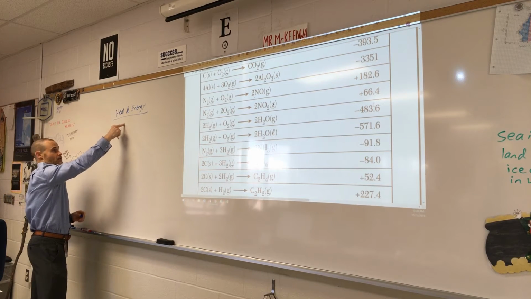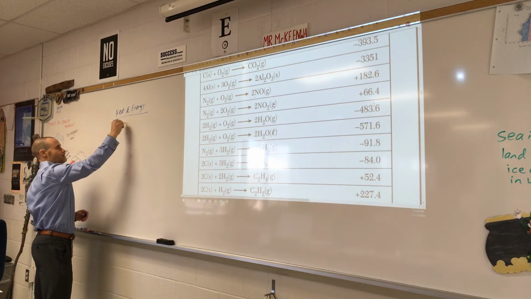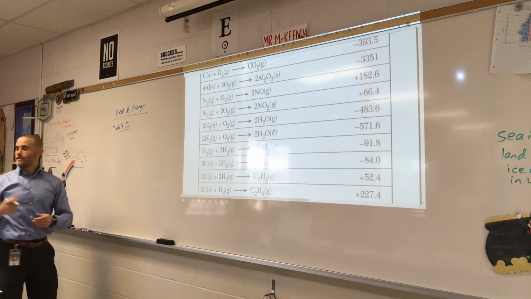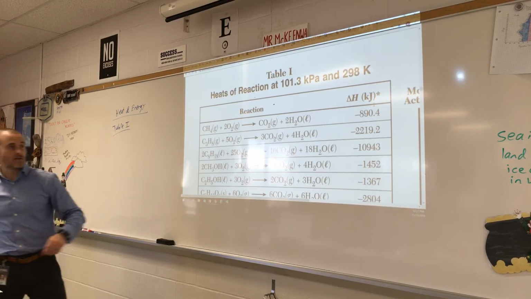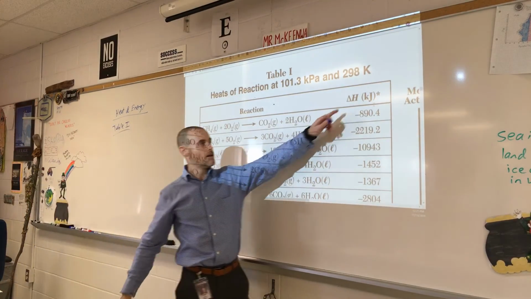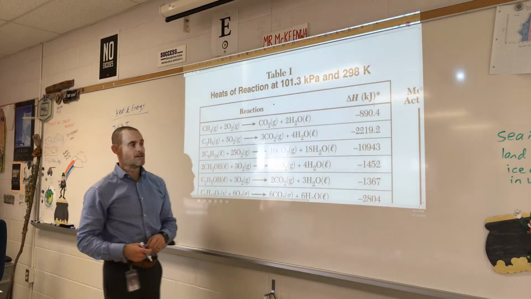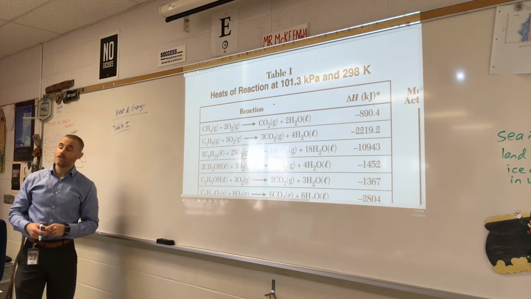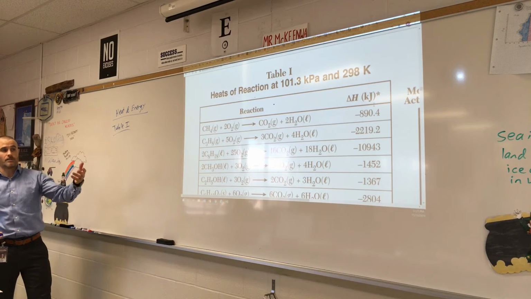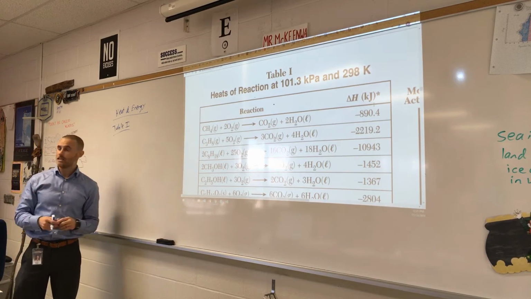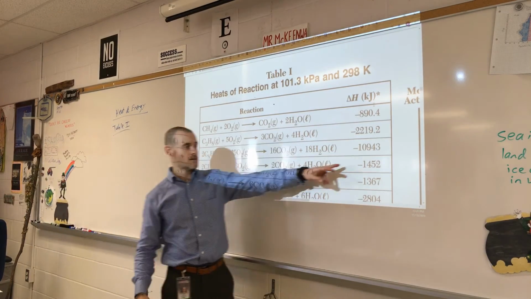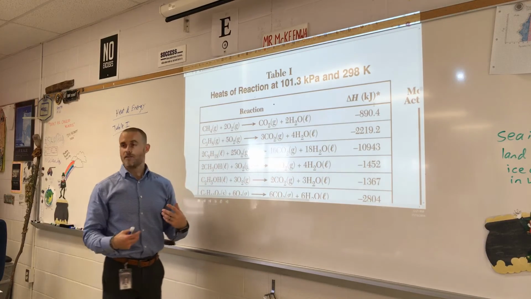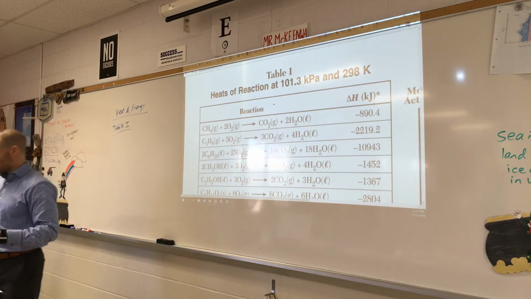So heat and energy. On reference table I, we know if it's a negative delta H, so delta H up at the top here stands for change in heat. And when there's a negative change, that means energy is lost. If there's a positive change, energy is gained. Think about money. If you lose money, that's a negative thing. If you gain money, that's a positive thing. So think of that. That might help.